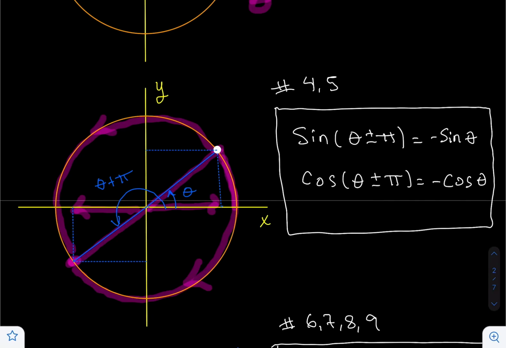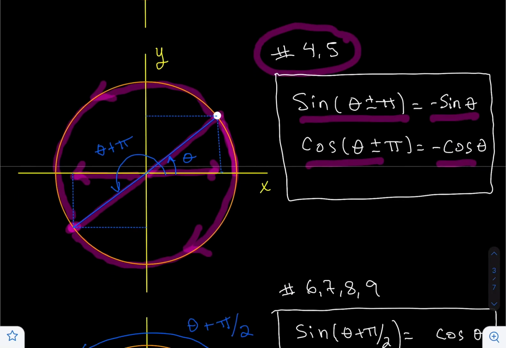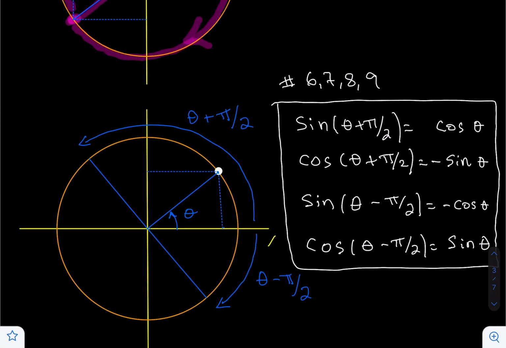And the same thing with the cosine. So sine of an angle plus or minus 180 degrees, or plus or minus pi, is minus the sine, and cosine is the same thing. You're just flipping things around. All right, so you have your identity 4 and 5. Let's do a couple of other ones.